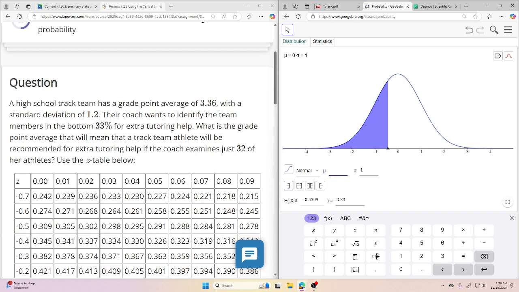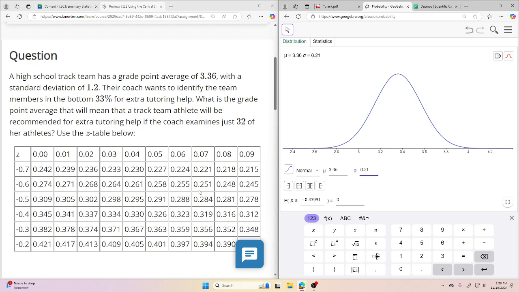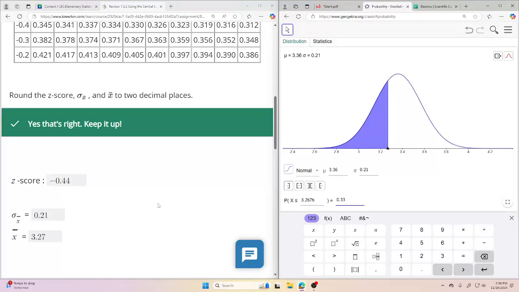So again, let me just recap. I got the 3.36. Standard deviation of the 0.21. You can use that number that you just had. And again, you're looking for the bottom 33%. And that's how I got my last answer.